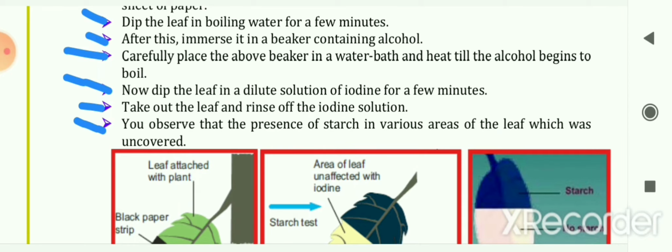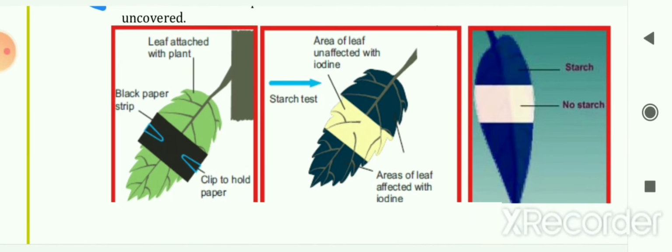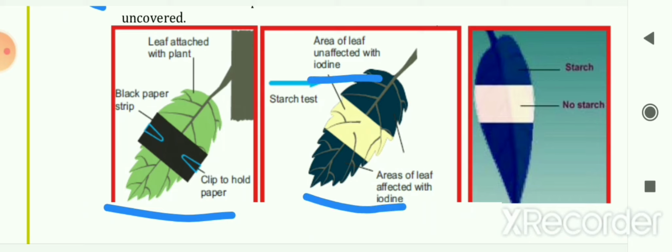That means in that portion the starch is there, and the area which we covered with the black strip doesn't contain the starch. Here in the figure it shows that first we cover the leaf with the black strip paper. Then after, the area of the leaf is tested with iodine for starch. So here the blue portion shows the presence of starch, and the part which we had covered with the black paper has no starch.